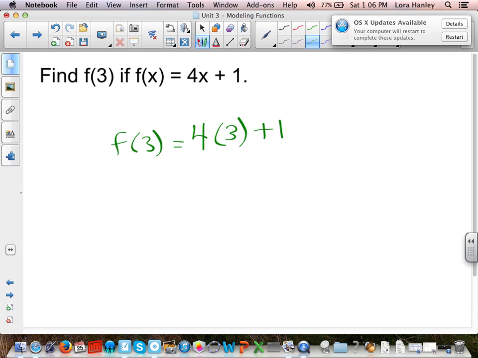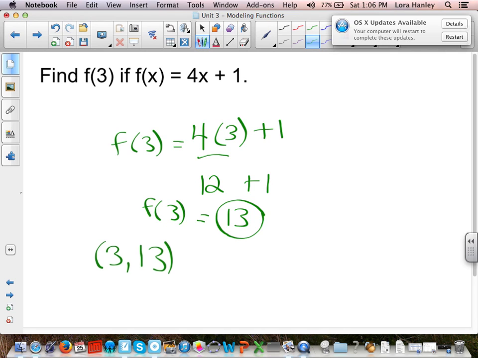So here we have the right side that we're going to simplify. 4 times 3 gives me 12 plus 1, and 12 plus 1 is 13. So f of 3 is equal to 13. This is a really useful tool when we start graphing, because this is giving us a point, a coordinate. This coordinate would be 3, 13, and that's a point we can actually graph. Remember, it's x and f of x, or x comma y.